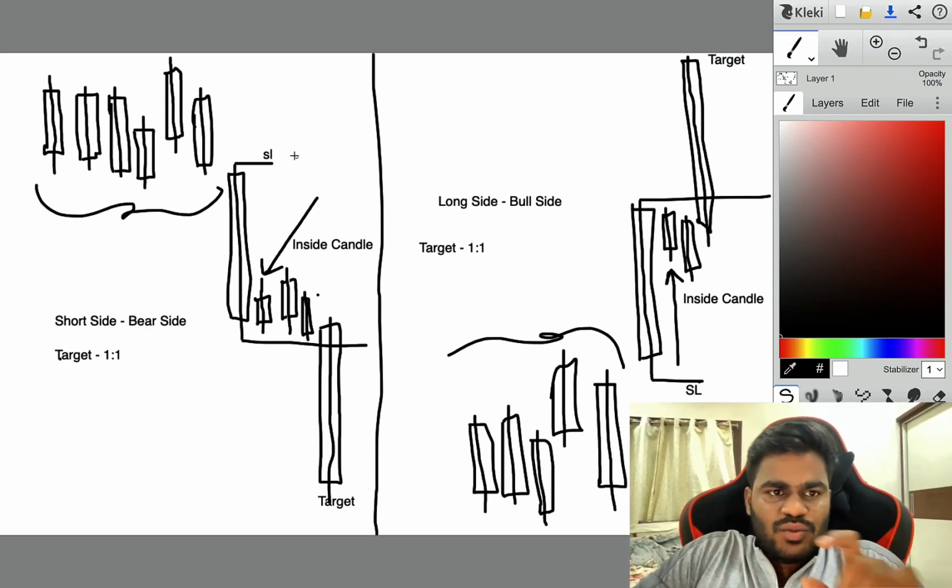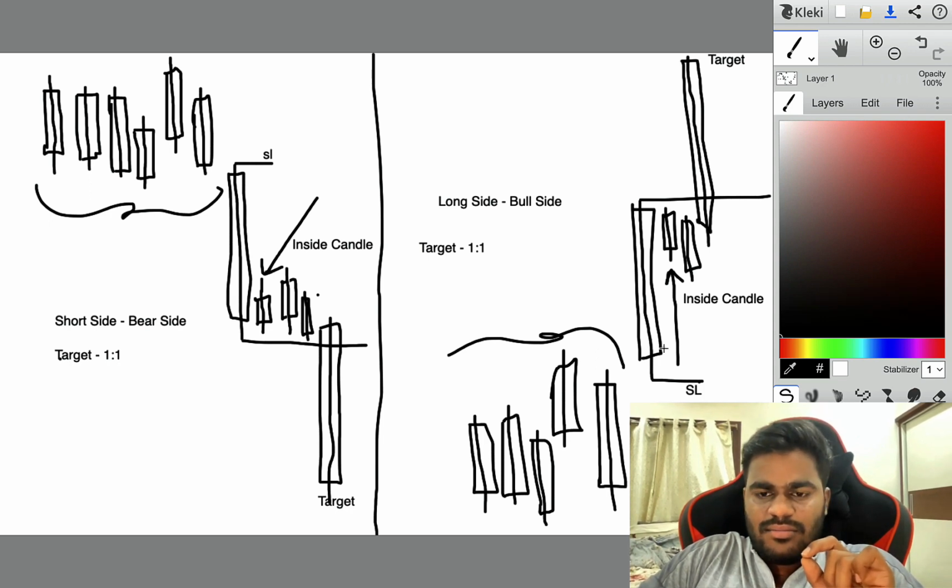So these two structures are two different scenarios in a trade. This is a shorter side, this is a longer side. This is a bull side and this is a bear side. You know that the stock will come down suddenly here, and the stock will go up suddenly in this structure. This is a long side, this is a short side.